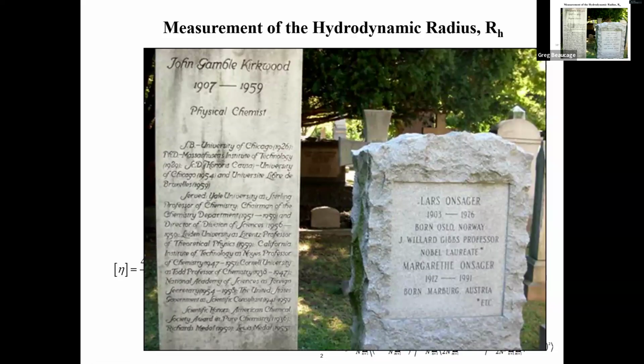Anyway, I think I showed you this before. So Onsager won the Nobel Prize, and then etc. Then Kirkwood never won the Nobel Prize, and he listed all this stuff on his gravestone. You know? Anyway, it's kind of a funny thing. That's in New Haven, Connecticut. Yale's kind of graveyard or something.